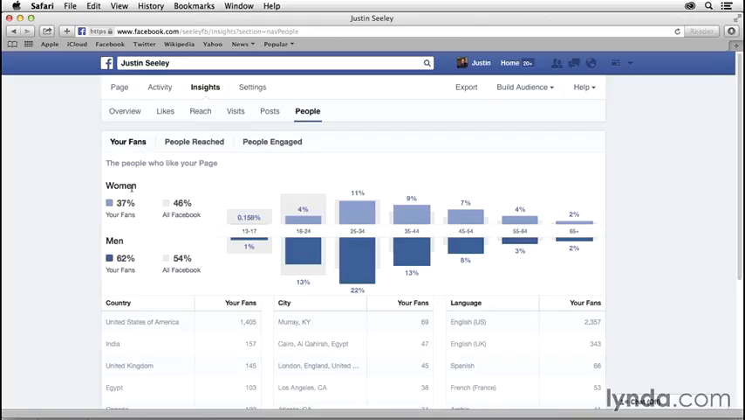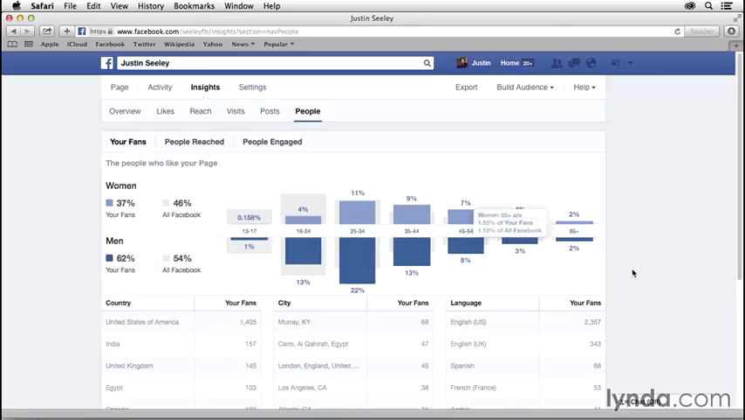So you can get a breakdown of how many of those are men and women. For instance, my fans are 62% male, 37% female. And then compare that to Facebook. All of Facebook is 54% male, 46% female. So mine are actually a little bit off from that. So I've got less female fans than all of Facebook has female users and more male fans than they have male users. You can also see based on demographics how well you're performing versus the rest of the Facebook ecosystem.